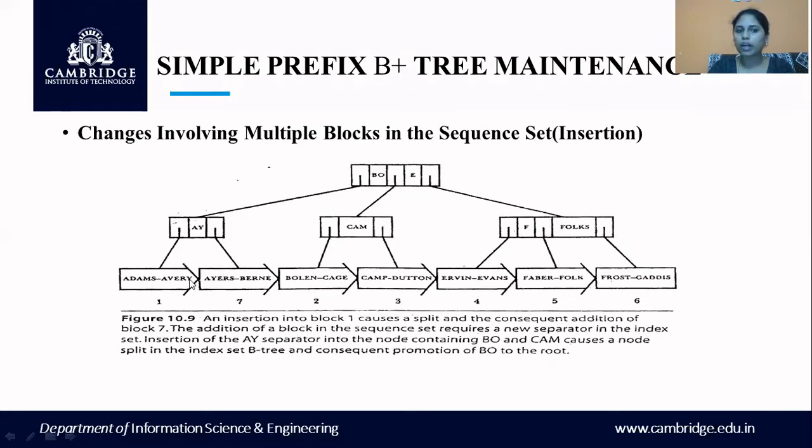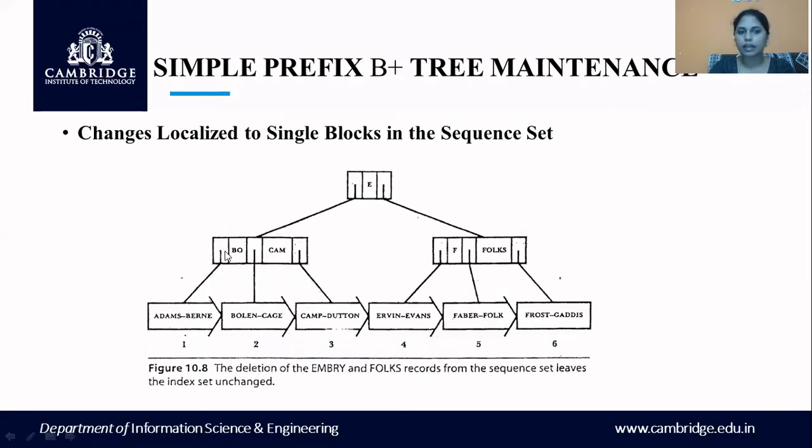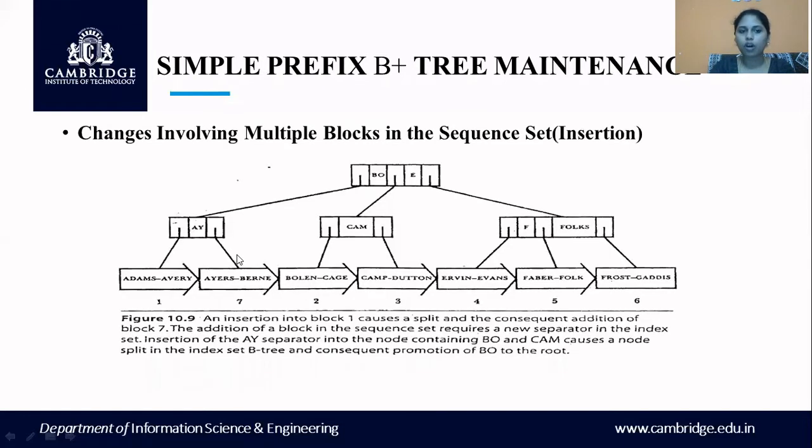Now, because there is a new block that is created, it is leading to another index in the index set being formed. You're trying to form one more index, because as in the previous diagram, BO can never be the index for this particular block. Compare these two blocks and see which is the index that you can form. So the changes that you are trying to do is causing changes to happen between the blocks and the changes to happen in the index set also. So this is changes involving multiple blocks in the sequence set. This is one type of maintenance, and this has happened due to insertion.